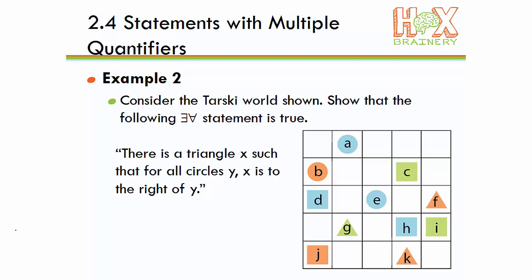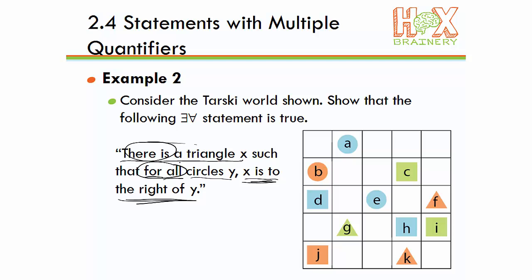So example 2, consider the Tarski world shown and show that the following existential universal statement is true. There exists a triangle X such that for all circles Y, X is to the right of Y. All right, so there is a triangle. That's your existential part. Triangle X such that for all, that's your universal part. So it goes in that order. There exists, for all. And then the property is that X is to the right of Y.